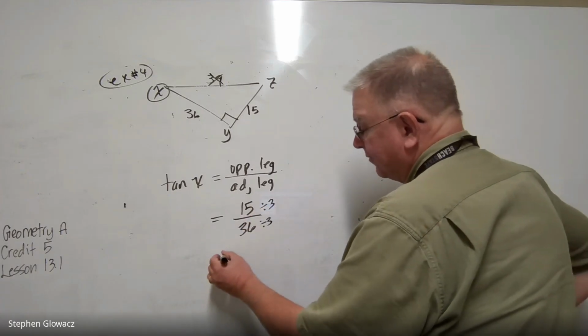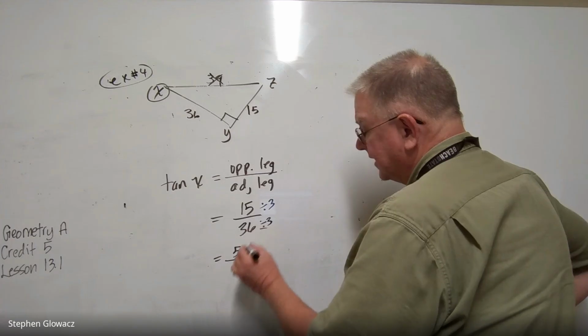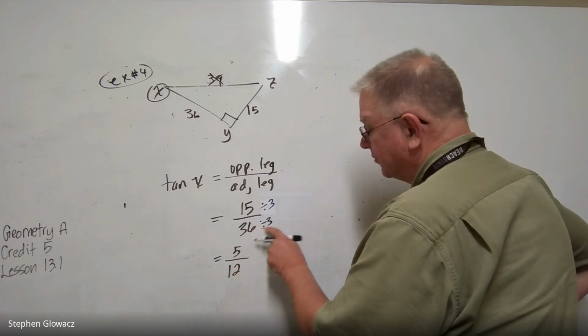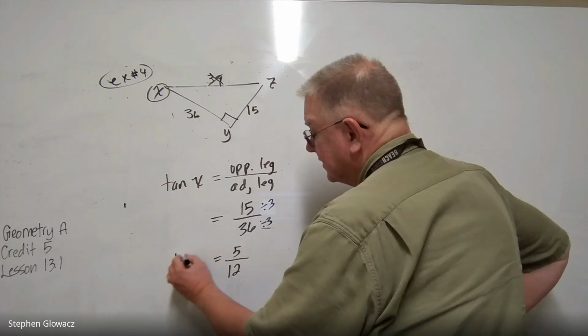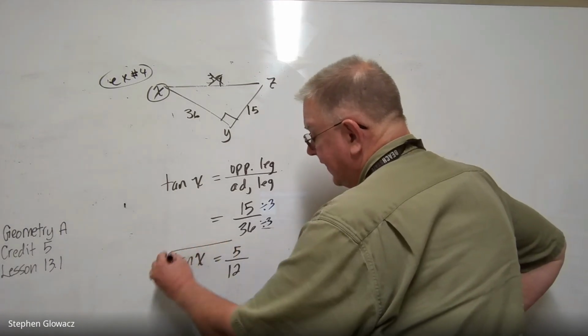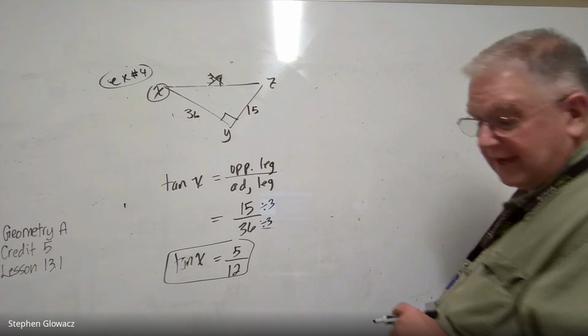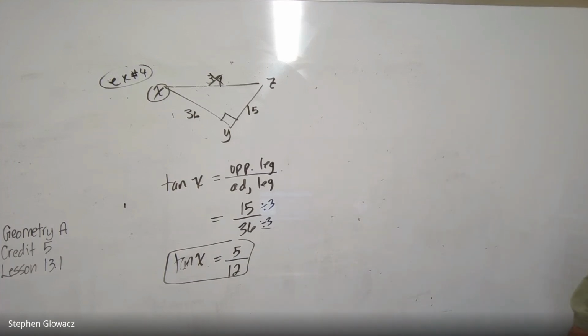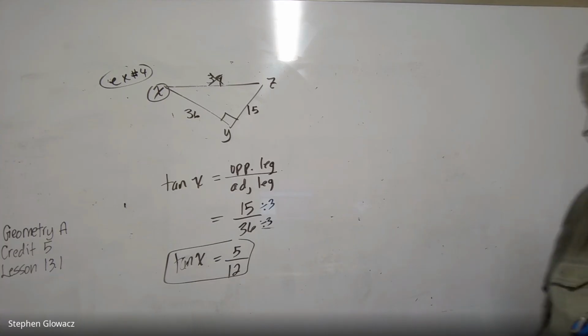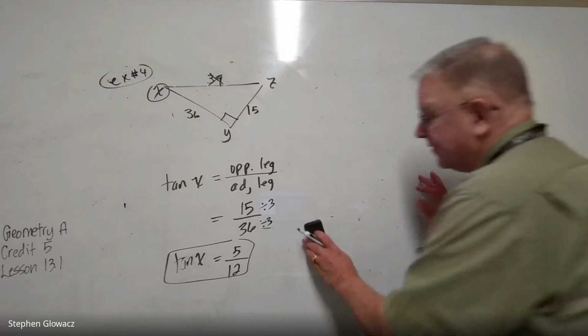15 divided by 3 is 5, and 36 divided by 3 is 12. So our simplified answer for the tangent of x, and this is our example for number 4, would be 5 over 12. All right, so now let's take a look at an example for problem number 5.